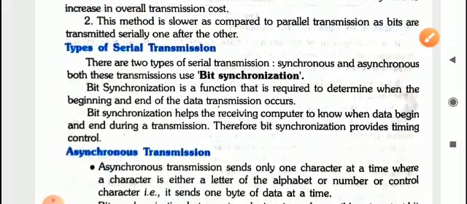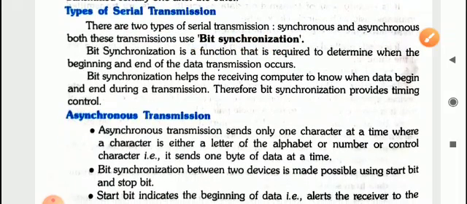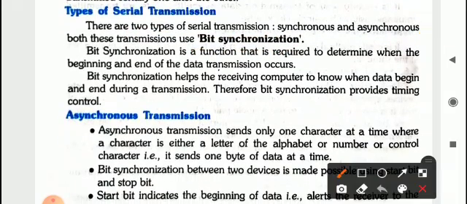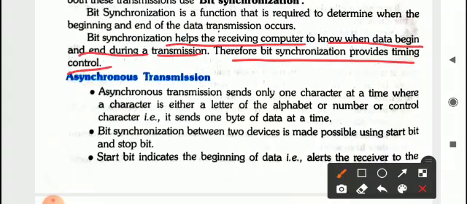Next we have types of serial transmission. There are two types of serial transmission, synchronous and asynchronous, and they both use bit synchronization. What is bit synchronization? It is a function that is required to determine when the beginning and end of the transmission occurs. It helps the receiving computer to know when the data begin and end during a transmission. Therefore bit synchronization provides timing control.